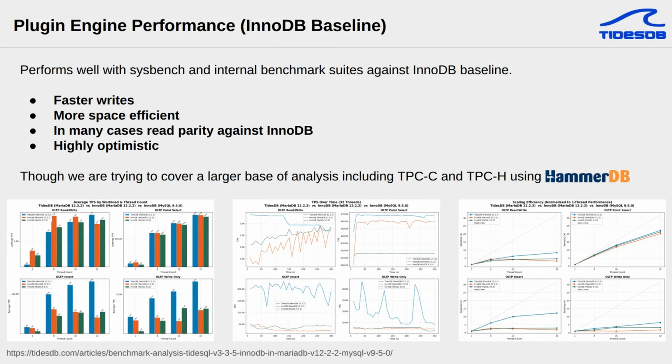In sysbench benchmarks, we're looking rather good against InnoDB, which is a baseline. Now sysbench is rather simulated, so we're always working on more analysis, and this analysis is on the TPCC and TPCH specifications. We are utilizing HammerDB to optimize these workloads for TidesSQL, finding the bottlenecks and continuing to improve the system. Obviously benchmark for your use case, but yeah.